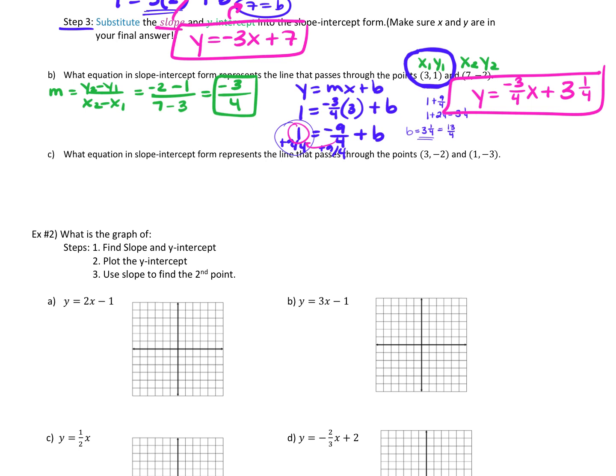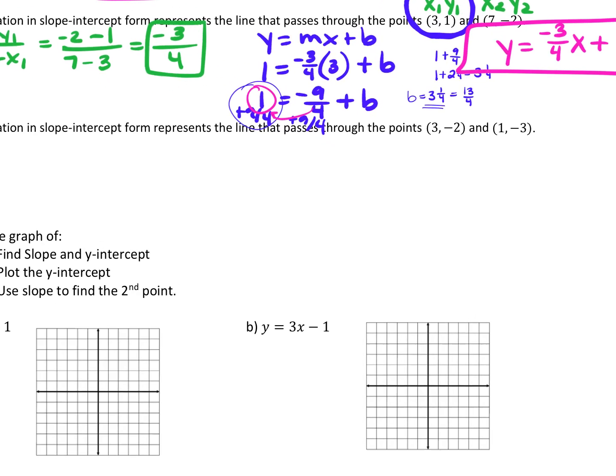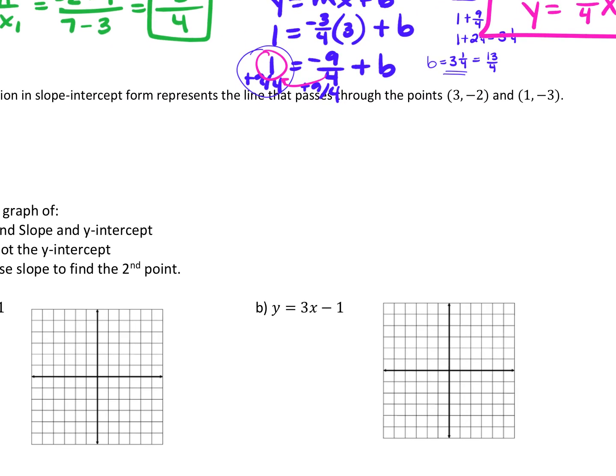All right, let's take a look. Tell me what you did first. Did you label these X1, Y1, X2, Y2? Okay, what'd you get for a slope? Not 5/2. Oh, the negative. The negative messed you up.